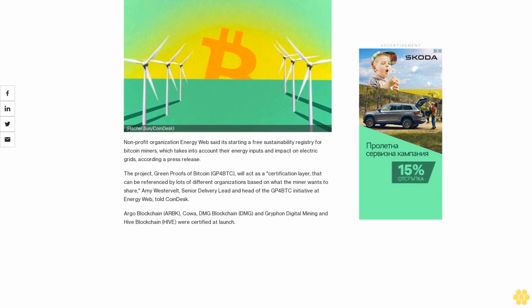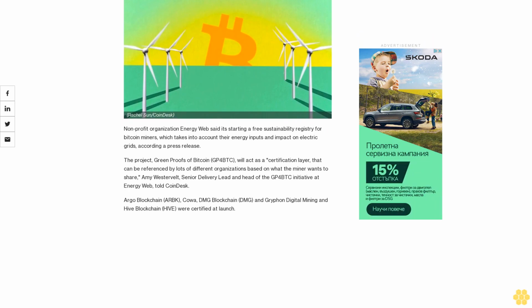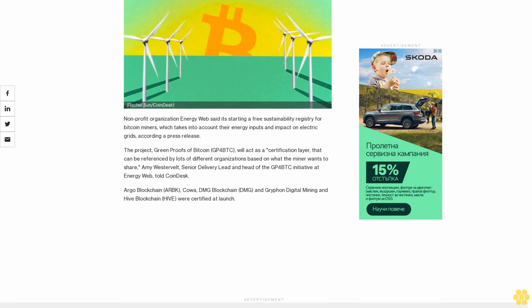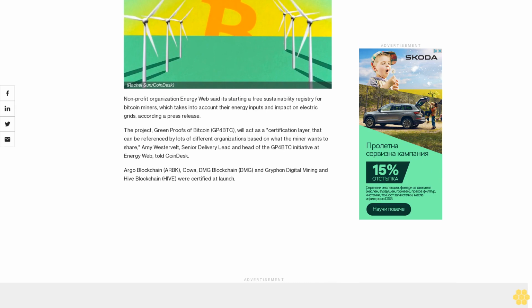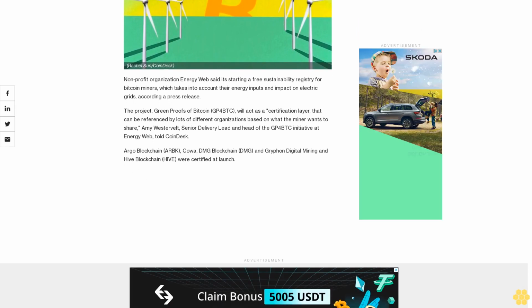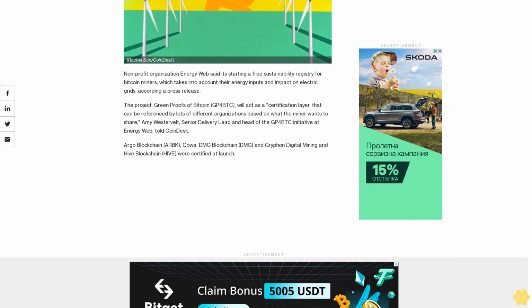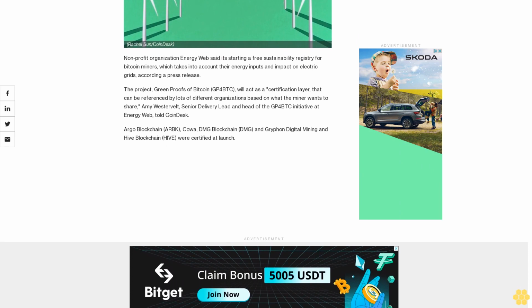The project, Green Proofs of Bitcoin, G4BTC, will act as a certification layer that can be referenced by lots of different organizations based on what the miner wants to share, Amy Westervelt, senior delivery lead and head of the G4BTC initiative at Energy Web, told CoinDesk. Argo Blockchain (ARBK), Cowa, DMG Blockchain (DMG), Gryphon Digital Mining and Hive Blockchain (HIVE) were certified at launch.